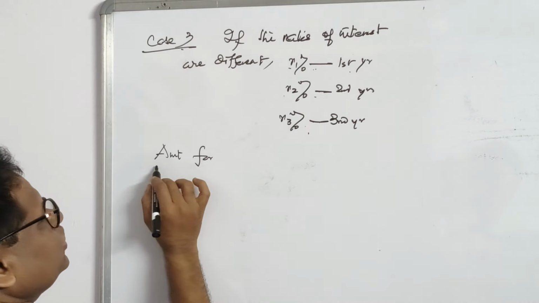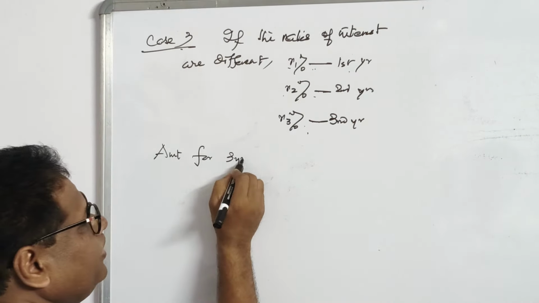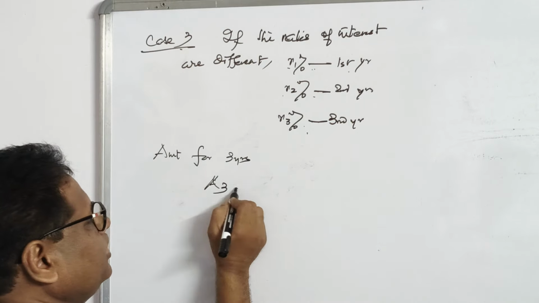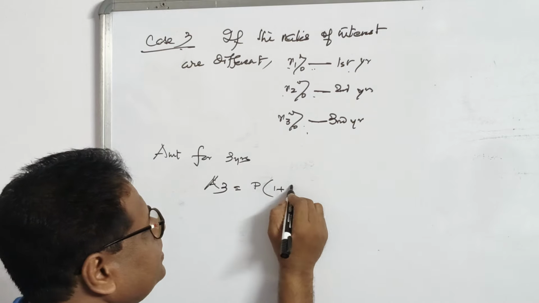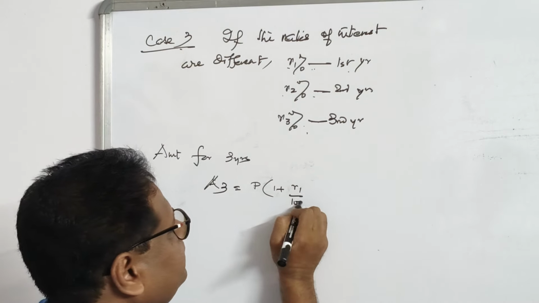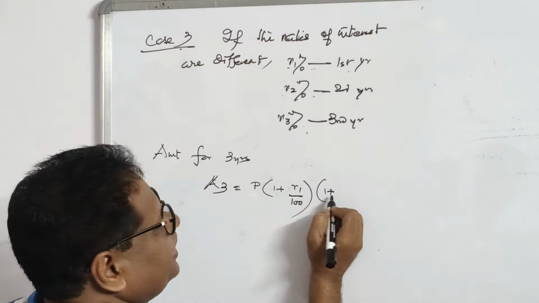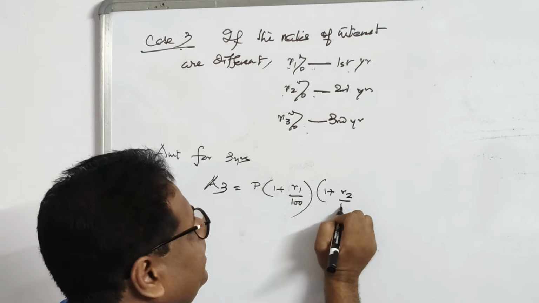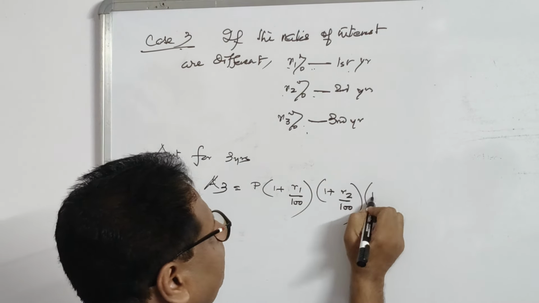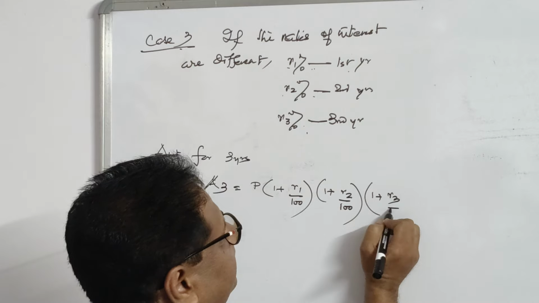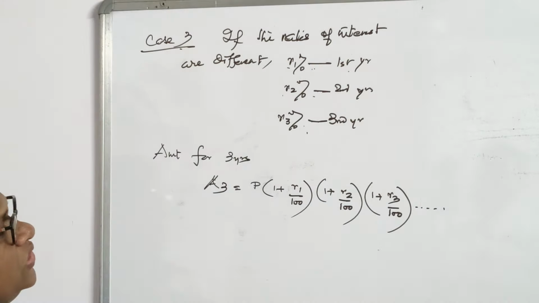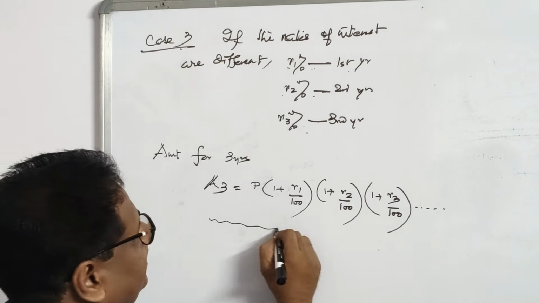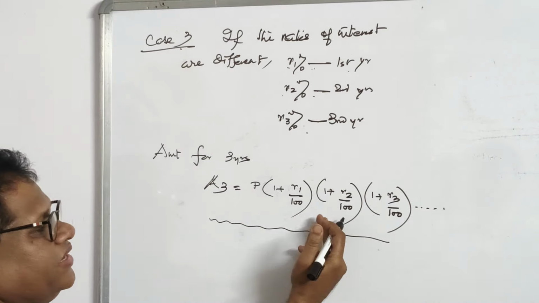it is R3%. So amount for 3 years if you want to find out, then we have the formula A3 equals P(1 + R1/100)(1 + R2/100)(1 + R3/100). In this way it continues. Okay. So this is the expression to find the amount when the rates are varying.